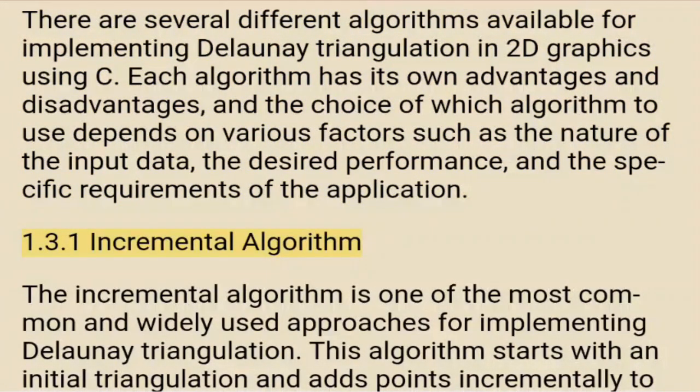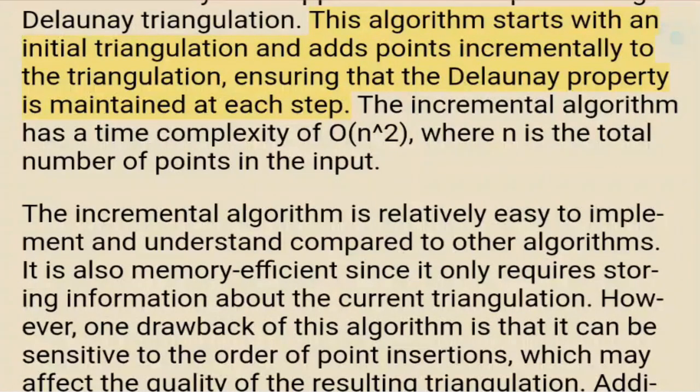1.3.1 Incremental Algorithm. The incremental algorithm is one of the most common and widely used approaches for implementing Delaunay triangulation. This algorithm starts with an initial triangulation and adds points incrementally to the triangulation, ensuring that the Delaunay property is maintained at each step. The incremental algorithm has a time complexity of O(n squared), where n is the total number of points in the input.